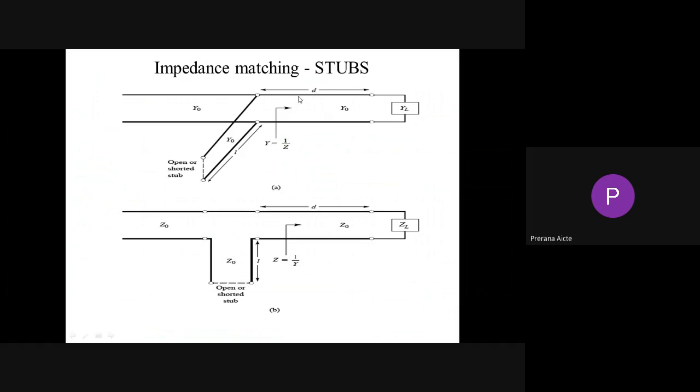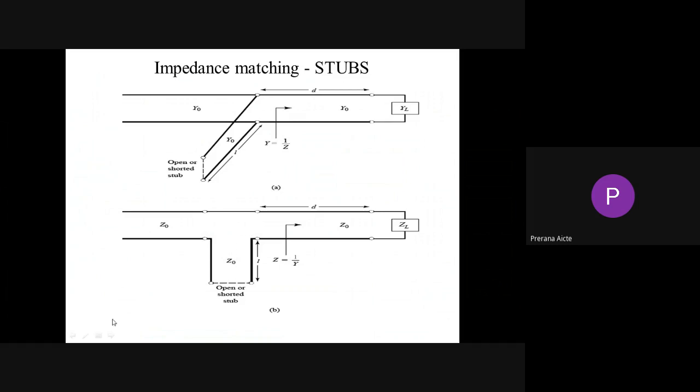Now these stubs are connected in between the characteristic impedance and the load, either in terms of admittances or in terms of impedances. In terms of admittances, we connect these stubs in parallel with the two-wire transmission line, whereas stubs are connected in series combination while considering the impedances of the transmission line.